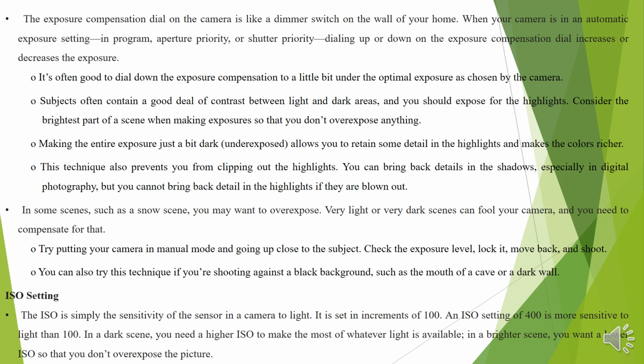Next is the ISO setting. The ISO is simply the sensitivity of the sensor in a camera to light. It is set in increments of 100, for example an ISO setting of 400. In a dark scene, you need a higher ISO to make the most of whatever light is available. In a brighter scene, you want a lower ISO so that you don't overexpose the picture.